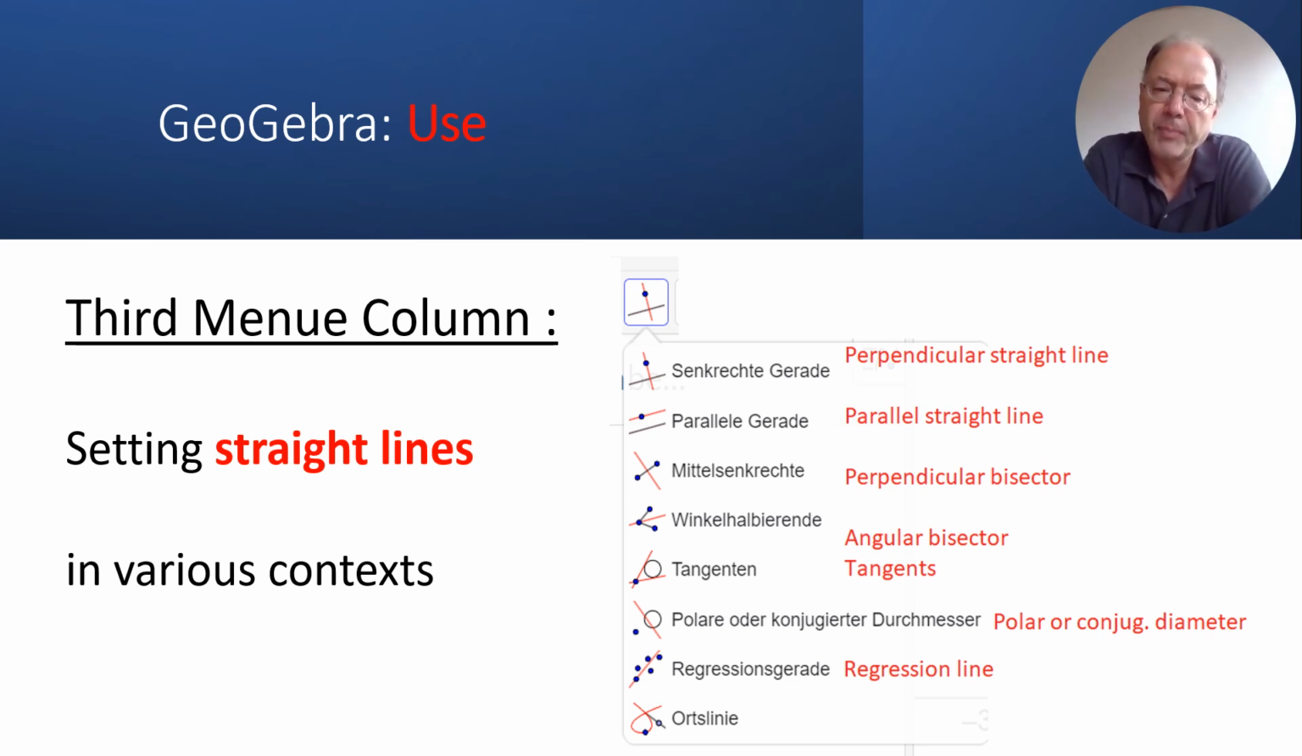The third menu column is about setting straight lines in various contexts. That can be a perpendicular straight line, parallel straight line, a perpendicular bisector, or angular bisector, tangents, or polar and conjugate diameters, or regression lines. So a lot of options to find a straight line in relation to another straight line or in relation to just another line.